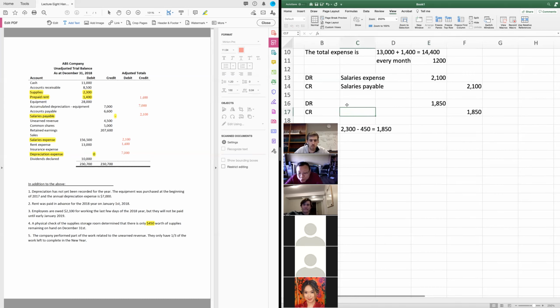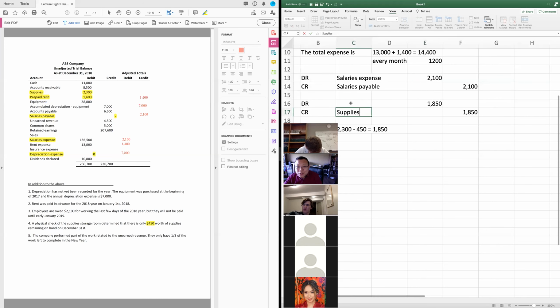So what do I debit? What do I credit? You credit supplies because it's an asset going down. Very good. Assets going down. You credit supplies. What do you debit? Like cost of goods sold. Cost of goods sold is for a merchandising company, right? In this case, if you take a look at the list of account names, there's no cost of goods sold. So this must be a service company.